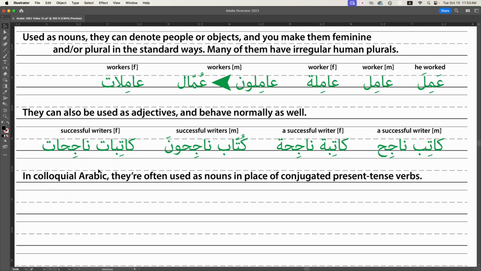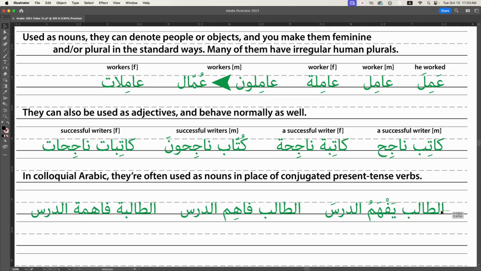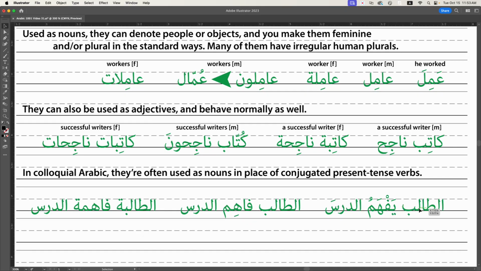In colloquial Arabic, not in formal Arabic very much, we use ism fa'ils as nouns in place of conjugated present tense verbs. So I can say in standard Arabic in Fusha, at-talib yafham ad-dars. The student understands the lesson. Fahima is to understand something. At-talib fahim ad-dars is what you might hear people say. The student is an understander of the lesson. All of these mean the same thing. Here the student is female. At-taliba fahimat ad-dars.